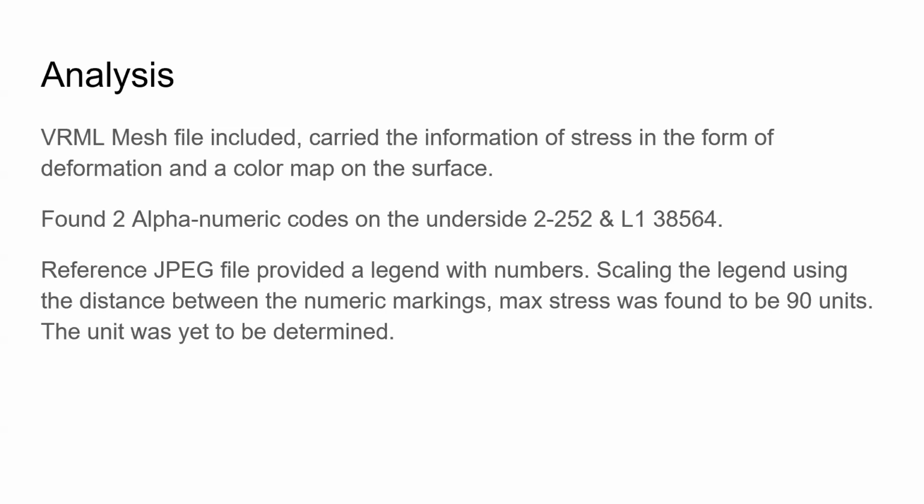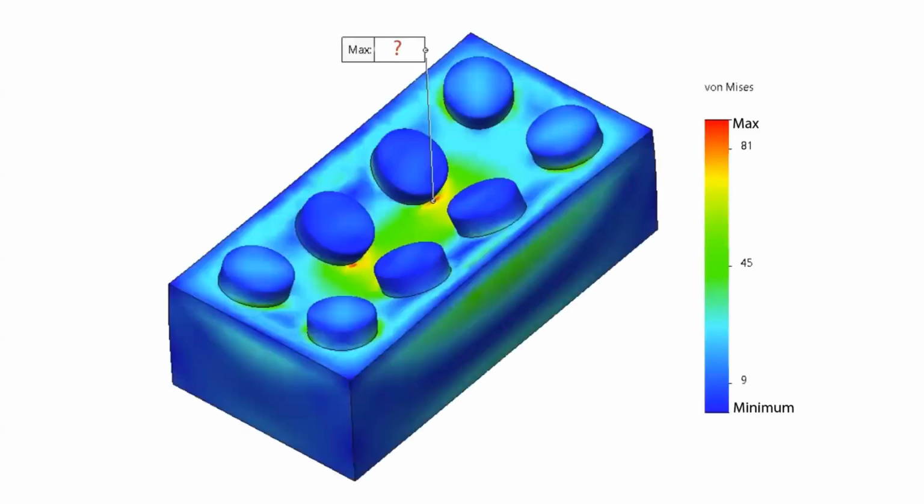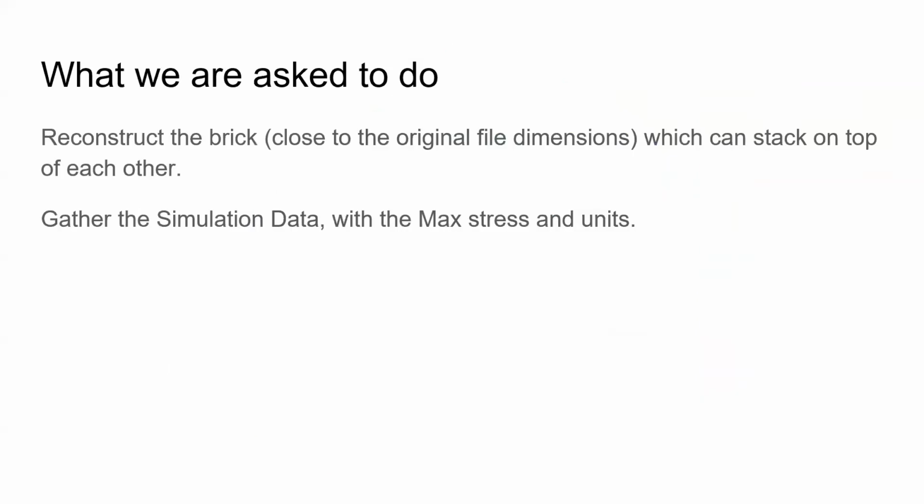We kept these codes for later so as to analyze them later, as we couldn't find any significance at the moment. The reference JPEG file provided a legend with the numbers. So pixel scaling the legend gave us the max value, which was about 90 units. The units were yet to be determined using simulation.